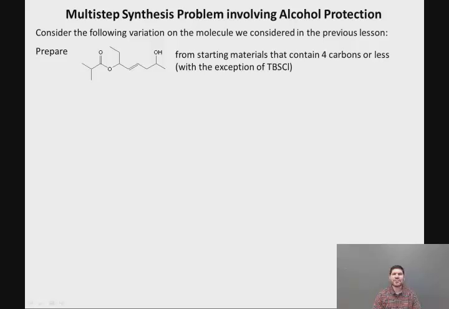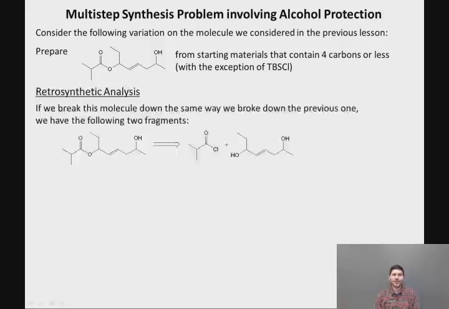Now we're going to consider a variation on this molecule where we have an extra OH here on the second to right-hand carbon. And as we will see, that pesky OH is going to cause us a number of problems. So the ground rules are still the same. We want to prepare this molecule from starting materials that contain 4 carbons or less, with the exception of TBS chloride that we'll meet on the next slide. That's actually a 6-carbon molecule, but I'm allowing us to use it for this problem.